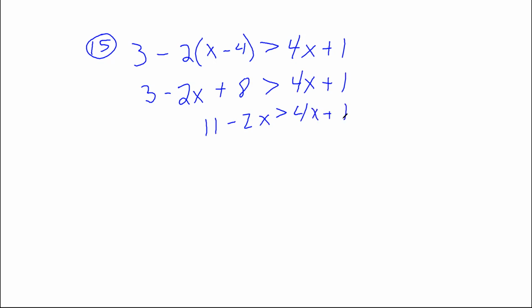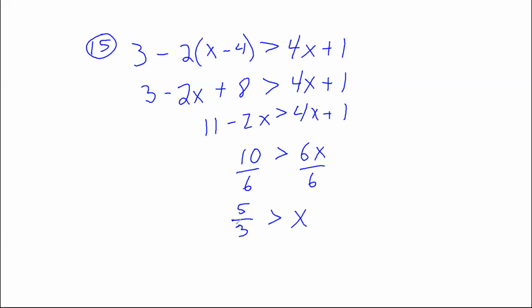Now I'm going to add a positive 2x to both sides and subtract 1 from both sides. That will leave 10 on the left-hand side and 6x on the right-hand side. Now I'm going to divide both sides by 6. Since I'm dividing by a positive number, I do not have to change the direction of the arrow. 10 over 6 is the same as 5 over 3. So this inequality would be a correct answer.